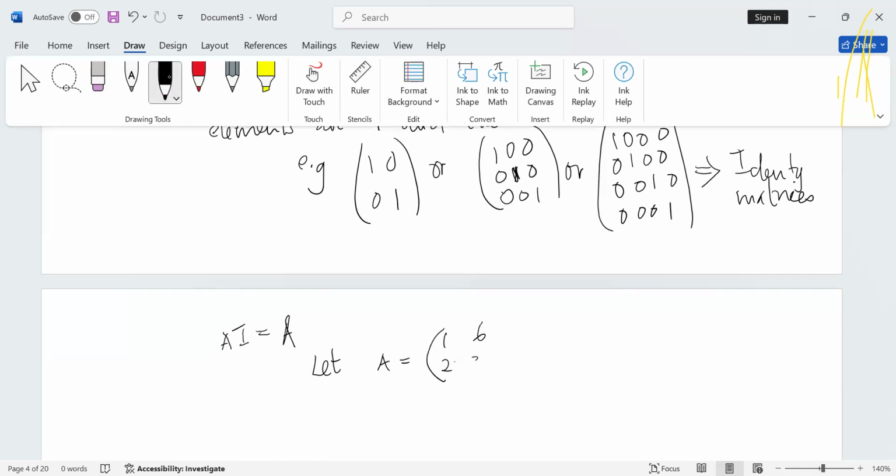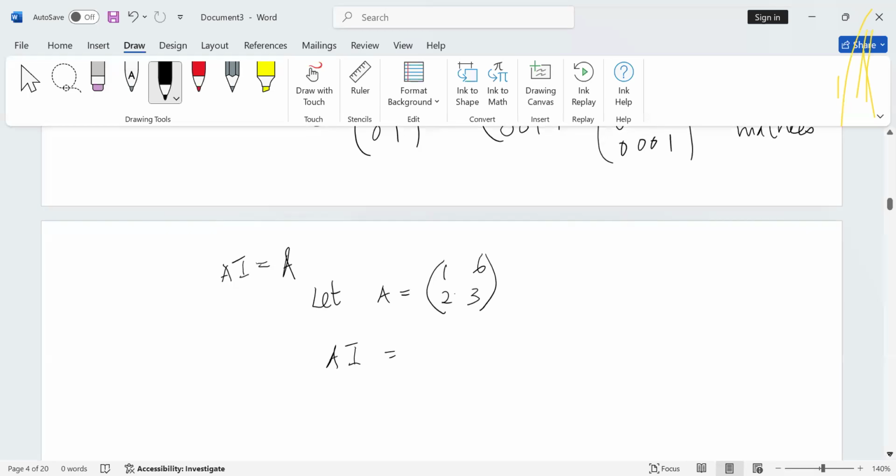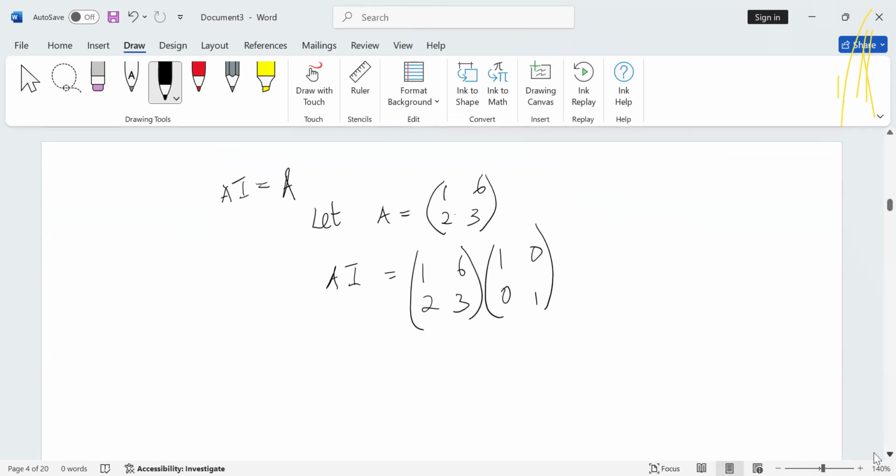Let A be 1, 6, 2, 3. A times the identity is equal to 1 times 1 plus 6 times 0, which gives us 1 times 1 is 1, 6 times 0 is just 0. 1 times 0 is 0, 6 times 1 is 6, 2 times 1 is 2, plus 3 times 0 is 0. 2 times 0 is 0, plus 3 times 1, so you just get A.